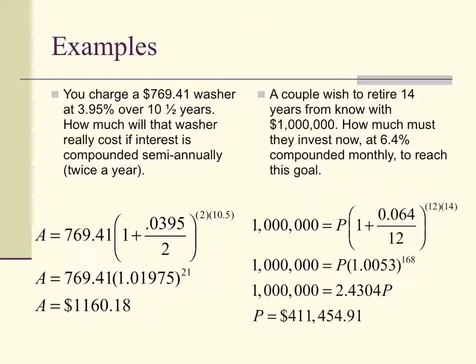Okay. Now we can go ahead and evaluate 1.0053 to the 168th power in our calculator and get a number. Then you divide 1 million by that to solve for P, and that tells me how much they would have to invest to end up with $1 million at the end of 14 years.